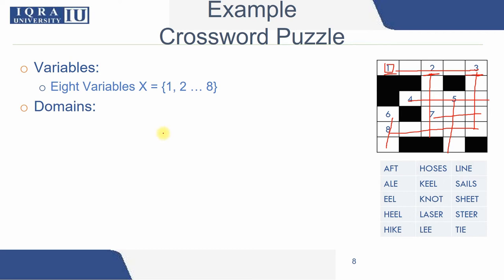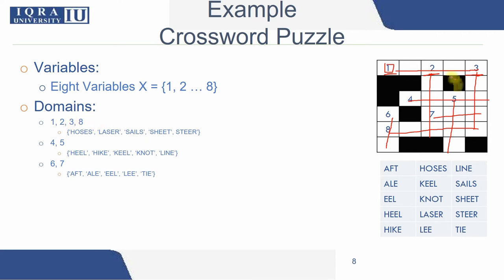Now this is something that you will see now, where we have different domain values for different variables. You can see that 1, 2, 3, and 8 are all five letter words. So in 1 a five letter word will come, in 2 also, in 3 also, and in 8 also. The domain can have the words that have five letters: hoses, sails, sheet, steer, laser. So these five words are the five letter words.